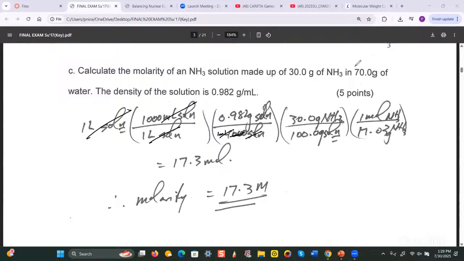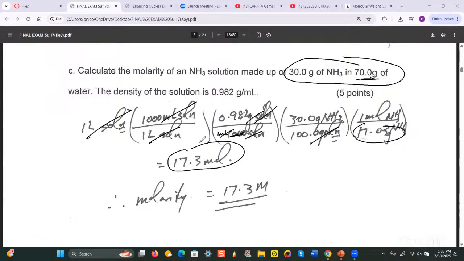Now the question says that the solution itself, 30 grams of which would be ammonia and 70 grams would be water. So therefore it's a 30% solution of ammonia. So that's what this conversion factor represents. 30 grams of ammonia divided by 100 grams of solution, and that will give you the mass of ammonia present. The grams of solution will cancel out. And then the next step is to convert the mass of the ammonia in grams to moles. The molar mass of ammonia is 17.03. So we divide the 30.0 by the 17.03, and we end up with 17.3 moles.